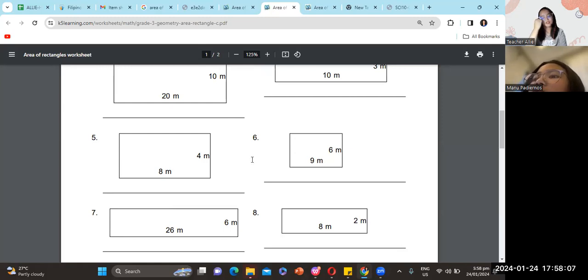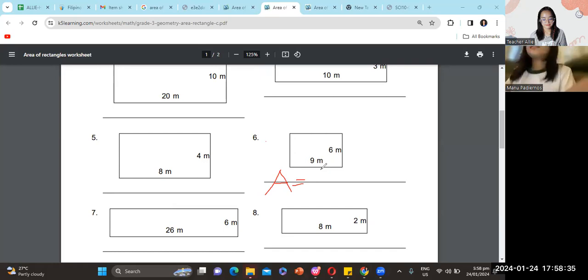Number 6, how about this one? What's the area of the rectangle? By the way, when you write down your final answer, you also need to write the letter A, because we're following the formula of the area. So A is equal to... What's the area of 9 m multiplied to 6 m?